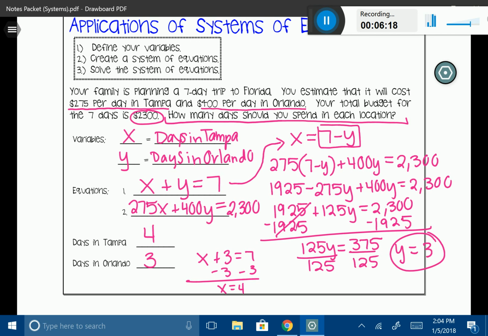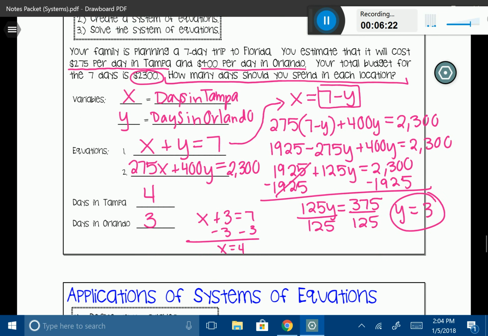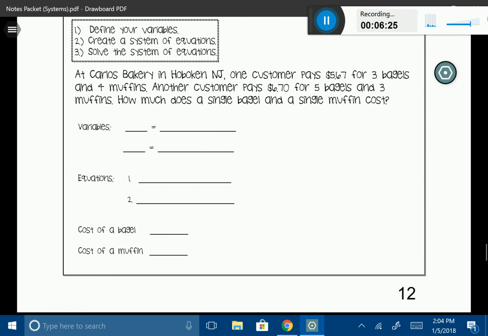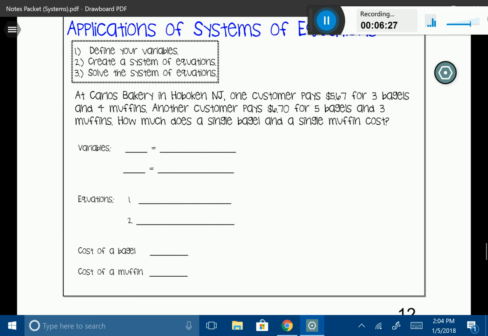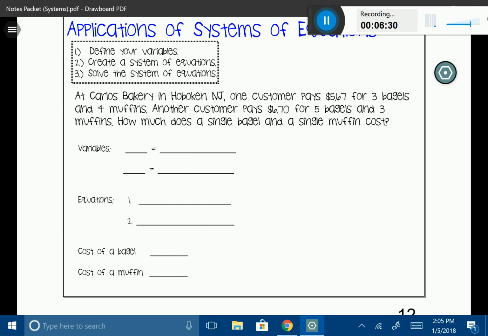Okay, so that was one type of application of a system of equations. Now I'm going to show you a different one. It's still the same process, and we're going to be using that same structure, but now it's just going to look a little bit different.